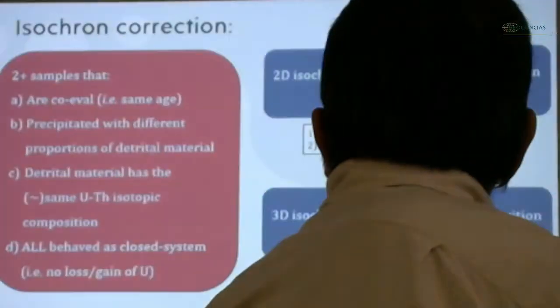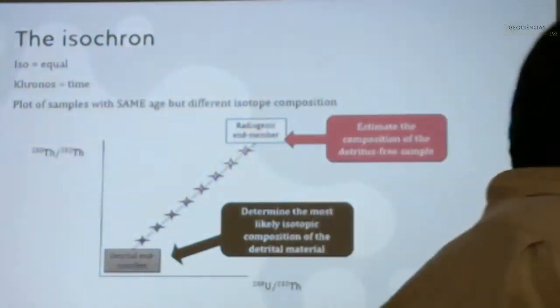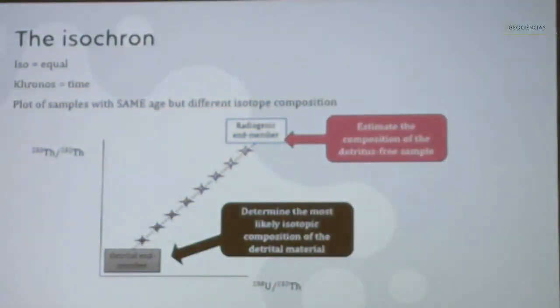So they can form what is called a mixing line. And this mixing line will allow us to determine either the most likely isotopic composition of the detrital material, so that we can correct our samples, or to estimate the composition of the detritus-free sample, or sometimes even both.